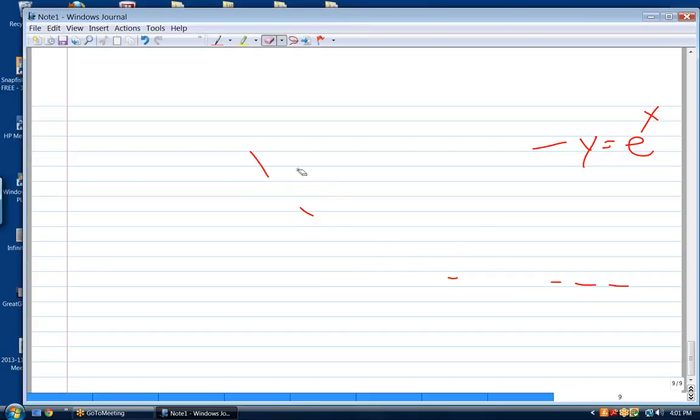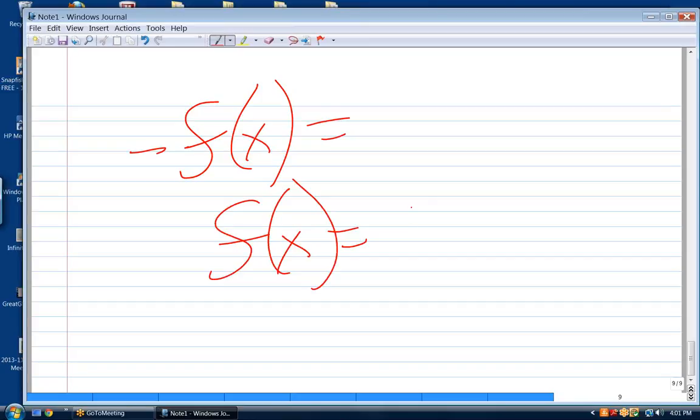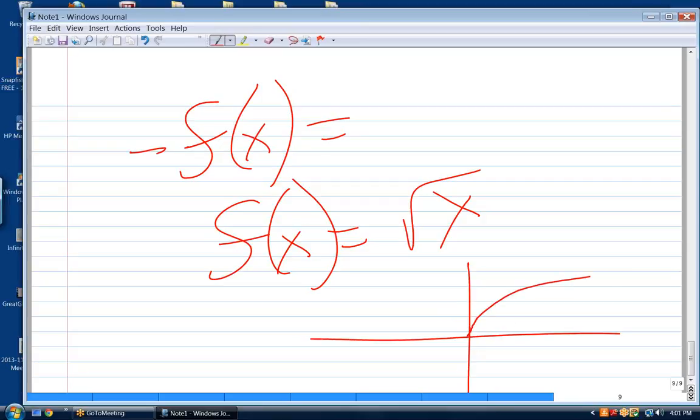Okay? So there's only 6 things you can do to a function. You can flip it over the x-axis. The way I do that is I take minus f of x. In other words, if f of x equals square root of x, which would be this, and f of minus x would be flipped about the y-axis. So that would look like this.